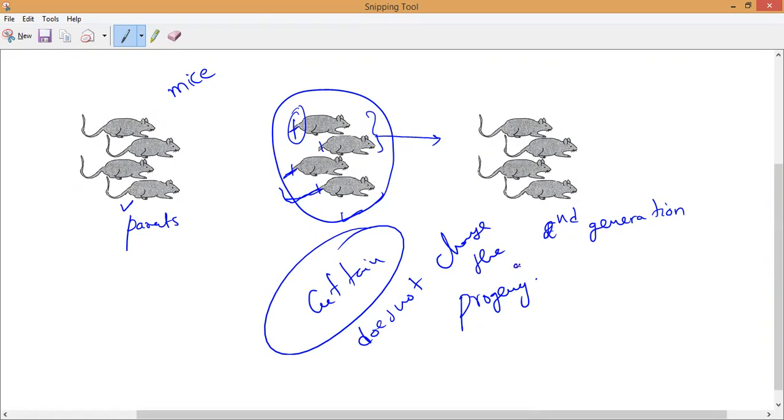That is because the cut tail of a mouse does not change the genes of their reproductive cells, or we can say gametes. So that is why we call it an acquired trait, and the cut tail is not brought into the future generation, since there is no change in the genes of the mice. So the trait cannot be passed to the next generation.